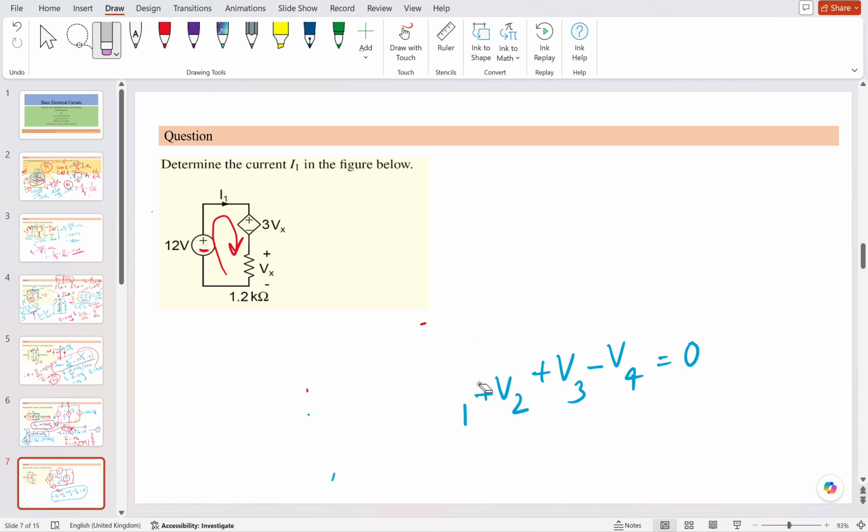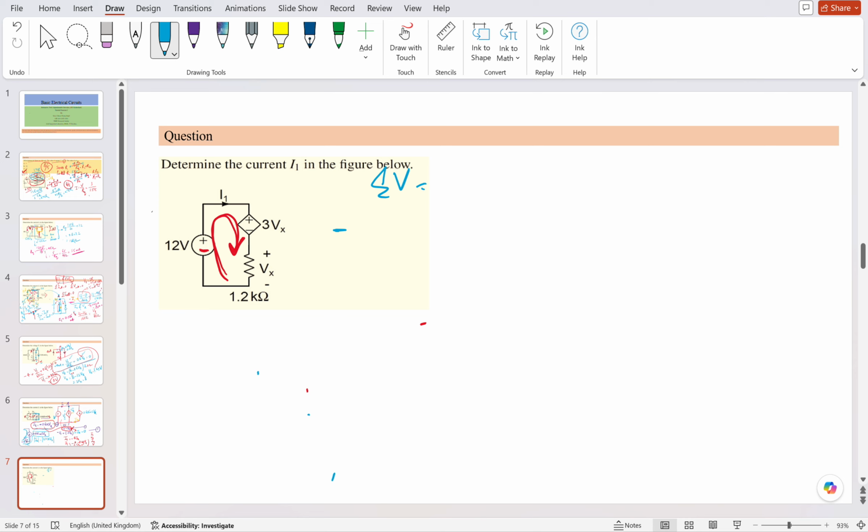In KCL, what I have told is to always consider the current to be flowing out of that network. Whenever you see that current is incoming to the node, you should take the negative. Similarly, let's move on. Suppose this is a loop only, one loop. So let's write the KVL.